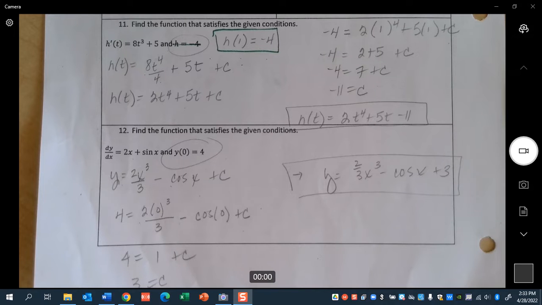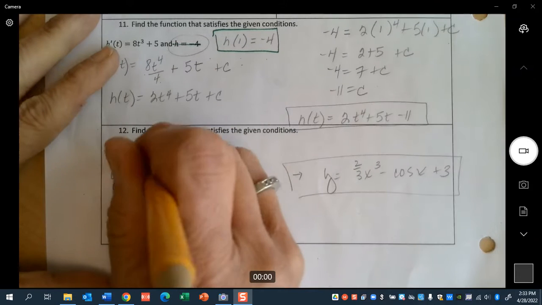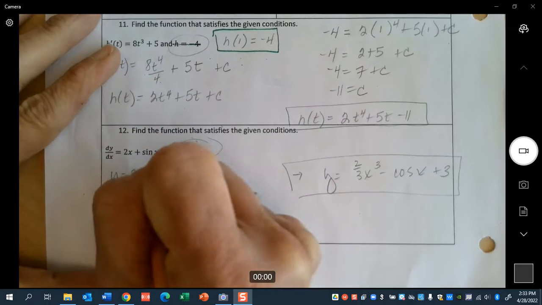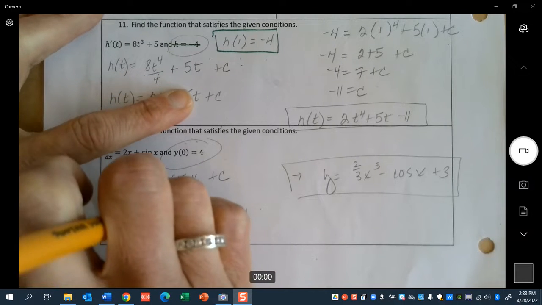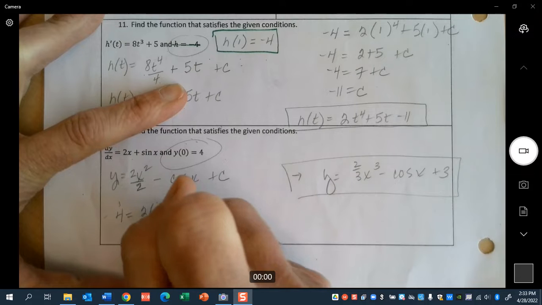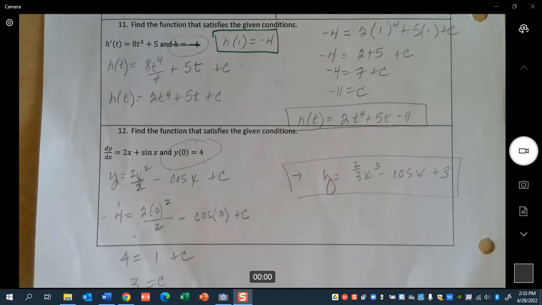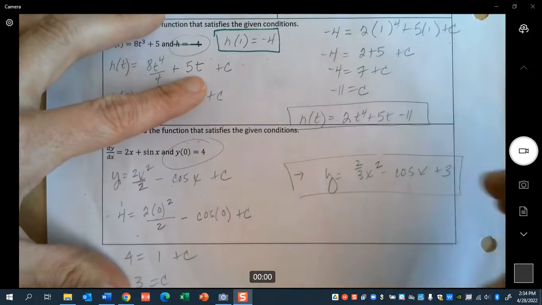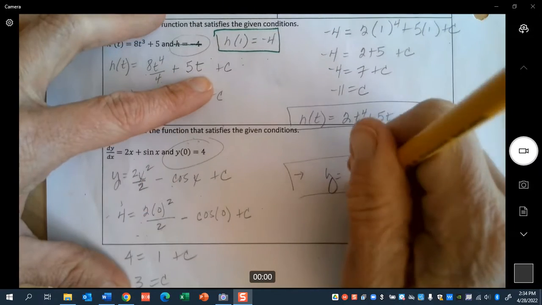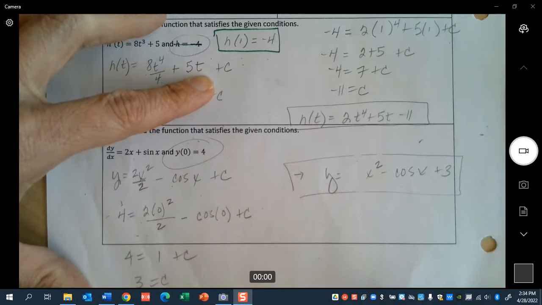I don't remember 12. Isn't it supposed to be 2x over 2, not 3x cubed? Hold on. I think you're right. So this should go to 2x squared over 2. And it doesn't make a difference here, luckily, because my input value was 0. So the rest of everything is right. Would your answer be y equals x squared minus cosine x plus 5? Absolutely. And it should be no fraction here. And it'd be plus 5 or plus 3.